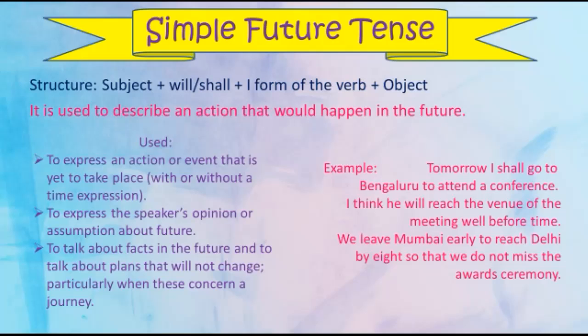For example, tomorrow I shall go to Bangalore to attend a conference. So this has not happened yet, but this will happen in the future. To express the speaker's opinion or assumption about the future. I think he will reach the venue of the meeting well before time. So the speaker is assuming it about the future.